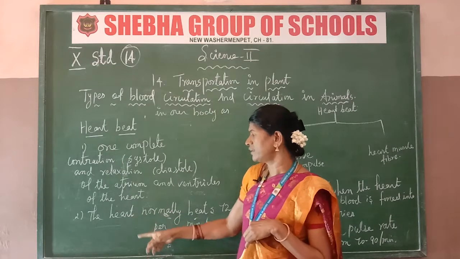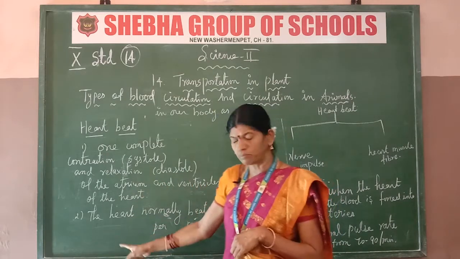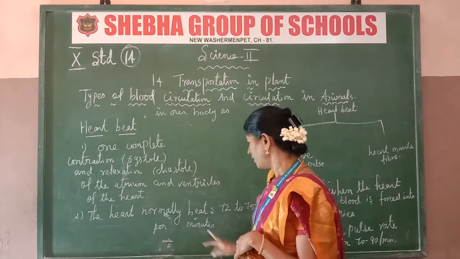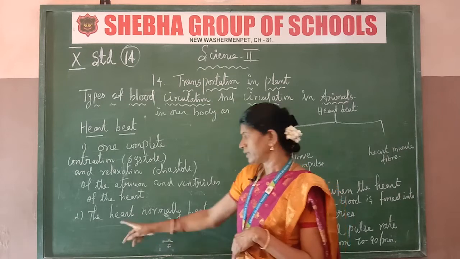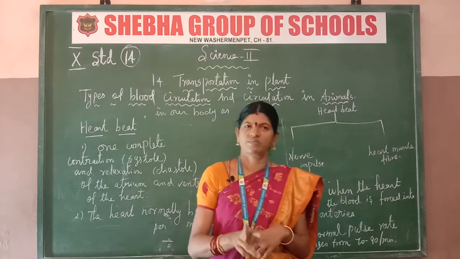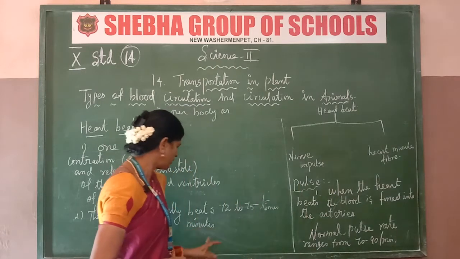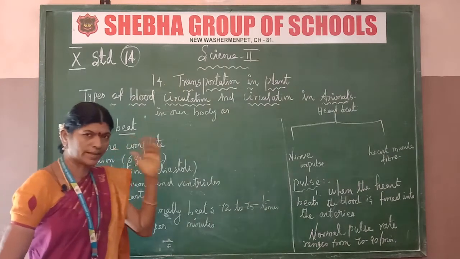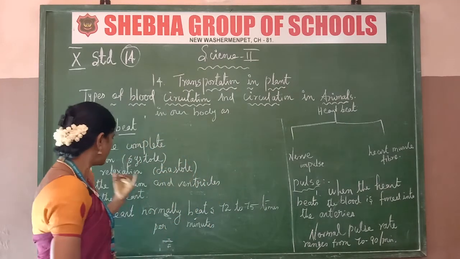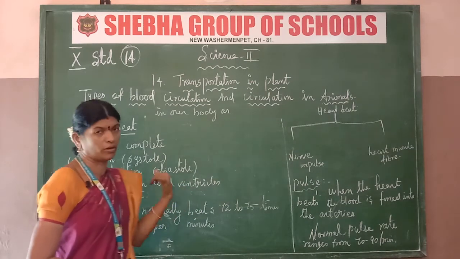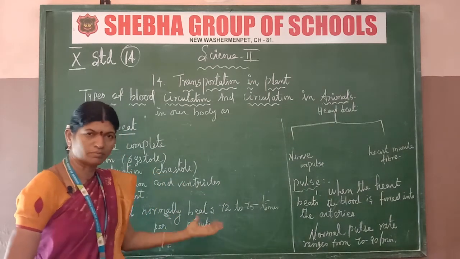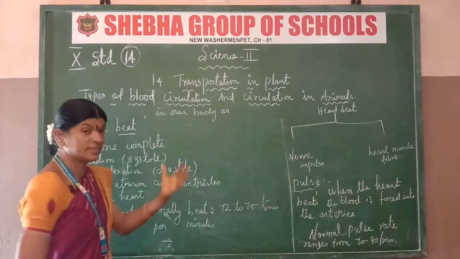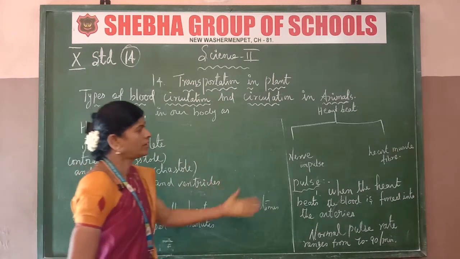It's clear? Next, the heartbeat. The heartbeat normally beats 72 to 75 times per minute. The heartbeat is the complete contraction and relaxation of the left and right ventricles and the left and right atria. It's clear? Normally the heartbeat is 72 to 75 times per minute. Next, heartbeat.